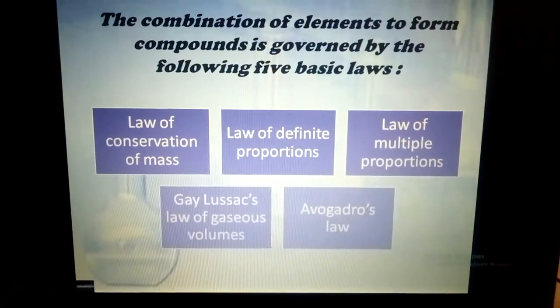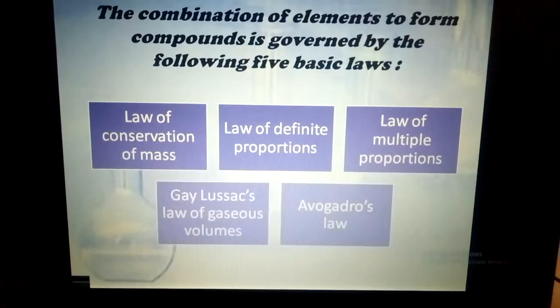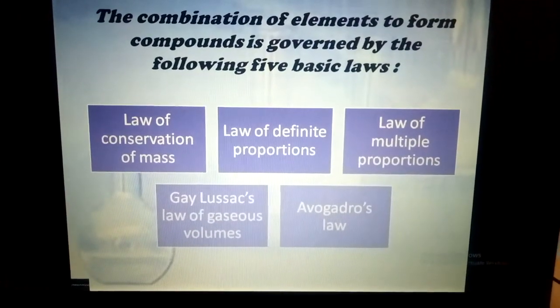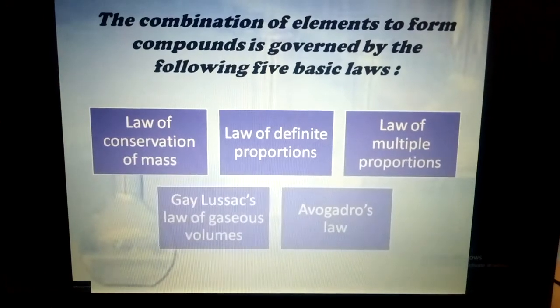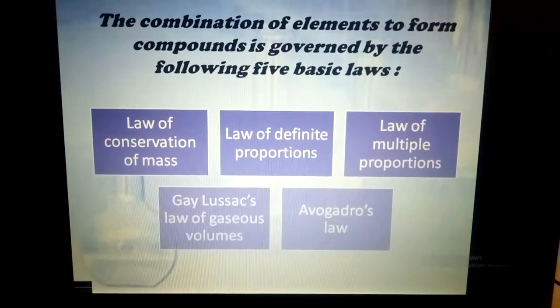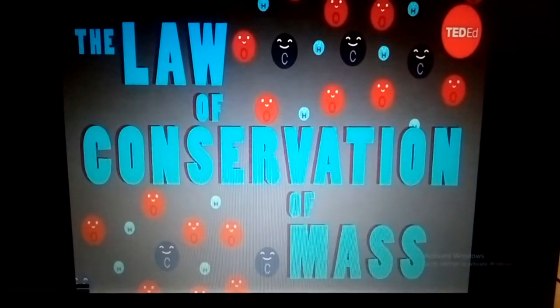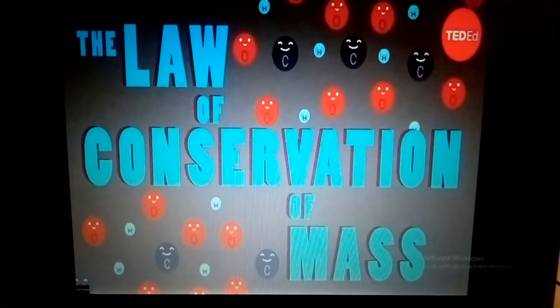These are the law of conservation of mass, law of definite proportions, law of multiple proportions, Gay-Lussac's law of gaseous volumes, and Avogadro's law. Let's move to the first law, the law of conservation of mass.